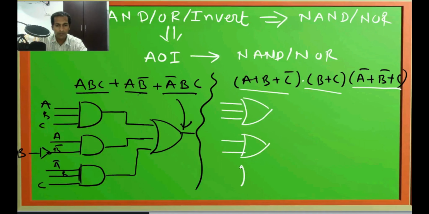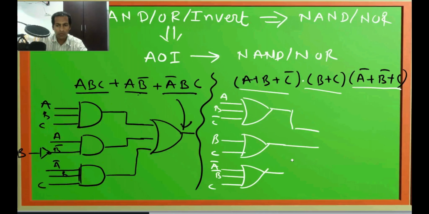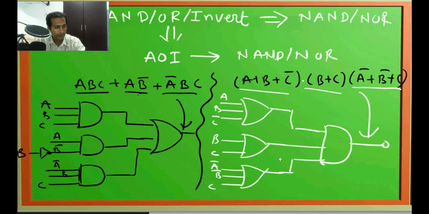Then A bar, B bar and C to a third OR gate. So this is A, B, C bar, this is B, C, this is A bar, B bar, C. All these outputs will connect to one AND gate. So here we will have one AND gate, and at the output this overall expression will be there.